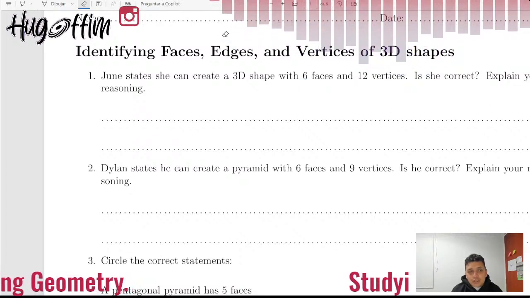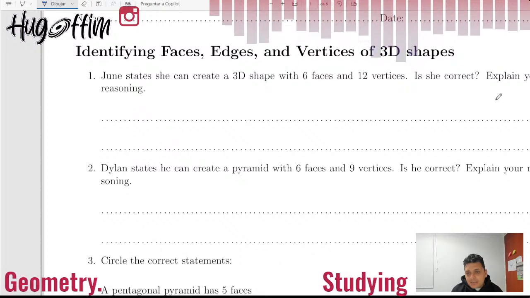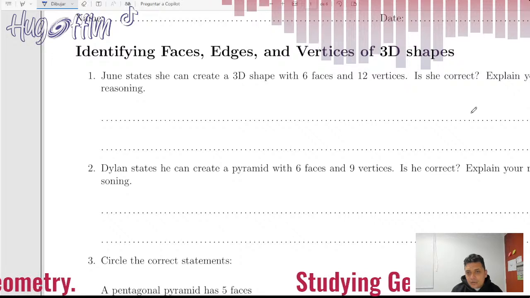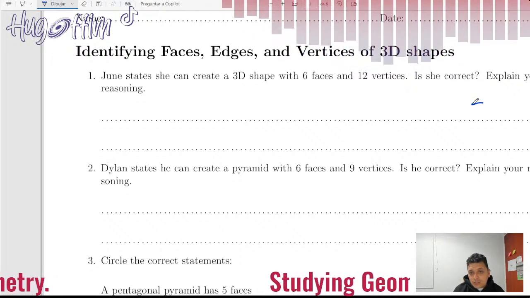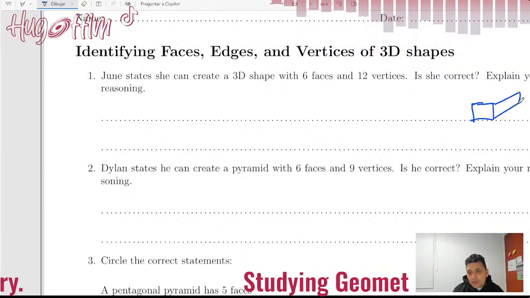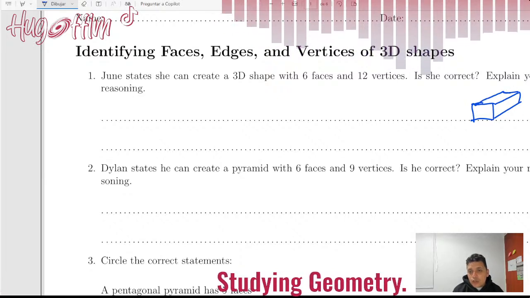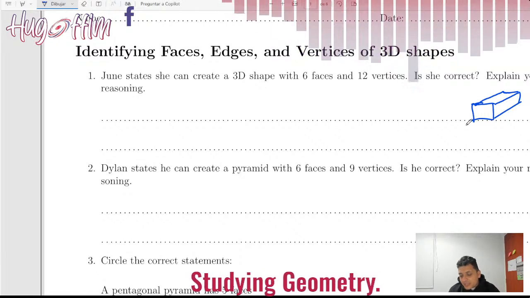The second option is that you have a prism. But a prism with 6 faces means that it's going to have 4 faces around the cross section. And if I have 4, it means that the cross section is going to be a rectangle. So my prism with 6 faces is going to be a cuboid. Remember that a cuboid is just a rectangular prism.